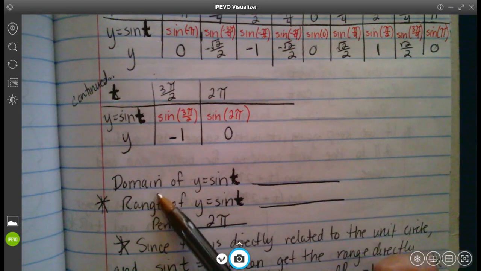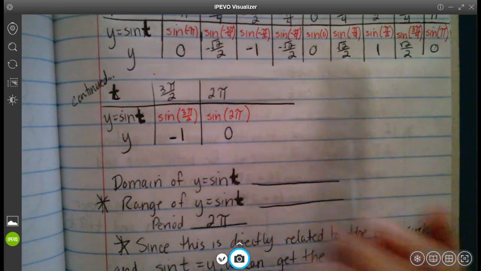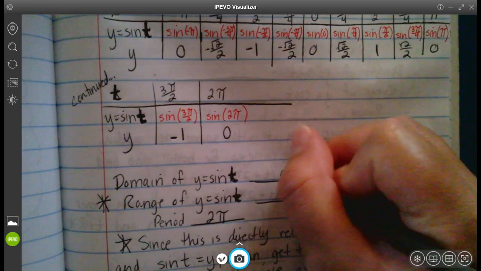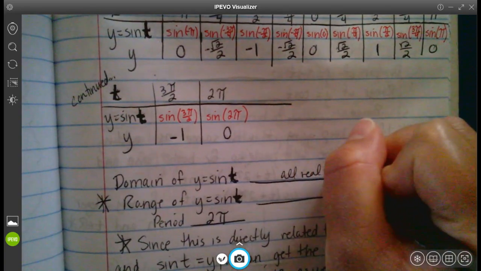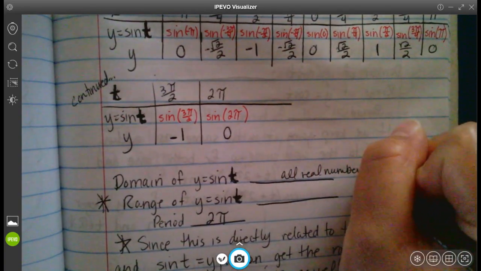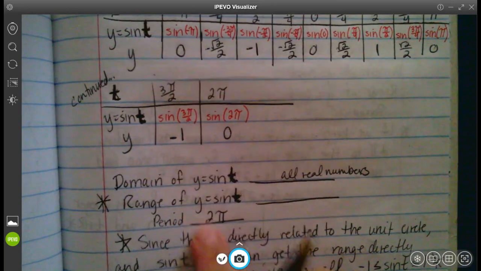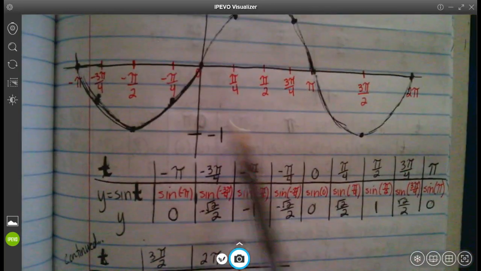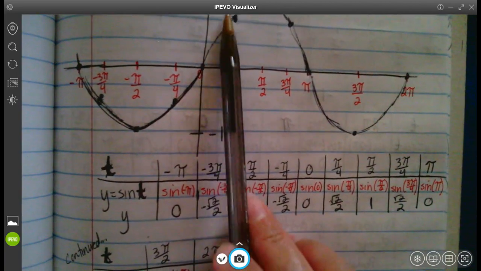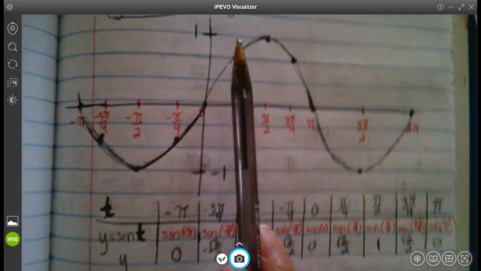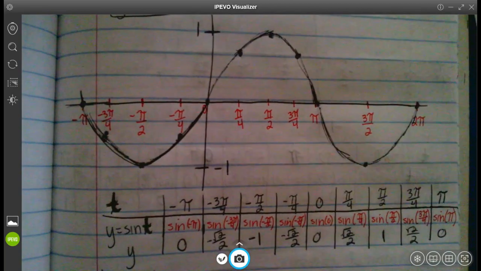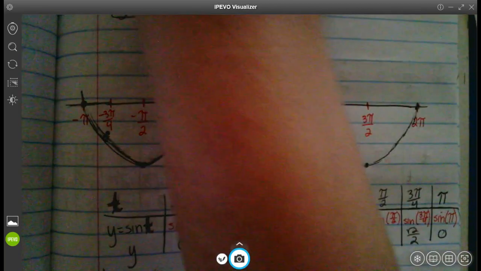Now, let's answer the other parts. The domain of this function, well, it's going to go on forever, right? So it's going to be all real numbers. The range of the function, however, notice that it does not go past this number or the top number over the 1. So the range for this function is actually between -1 and 1.